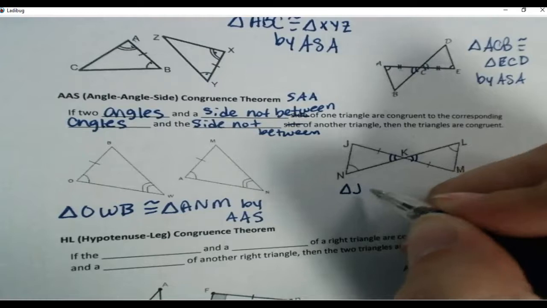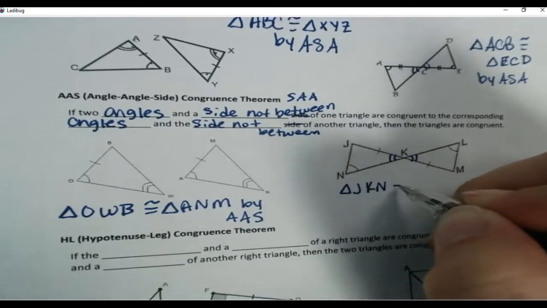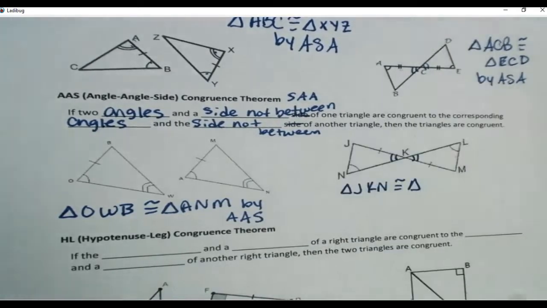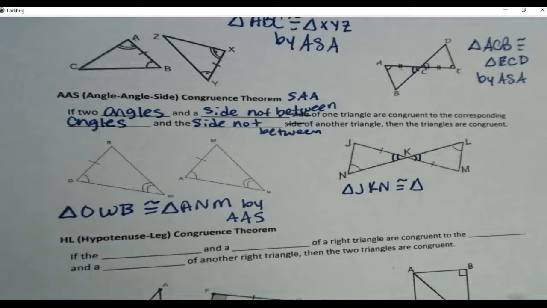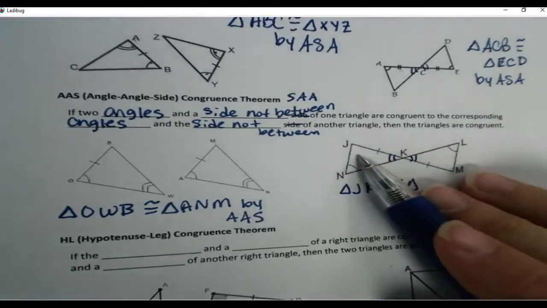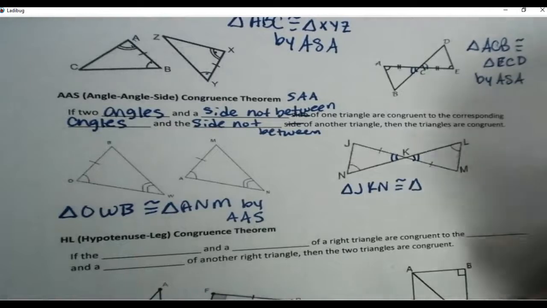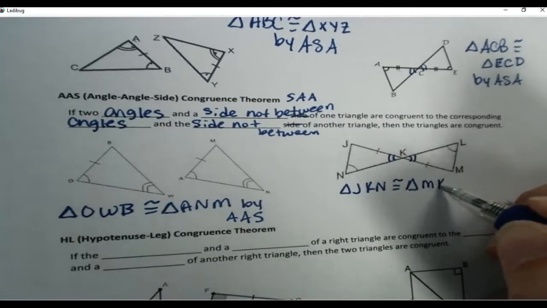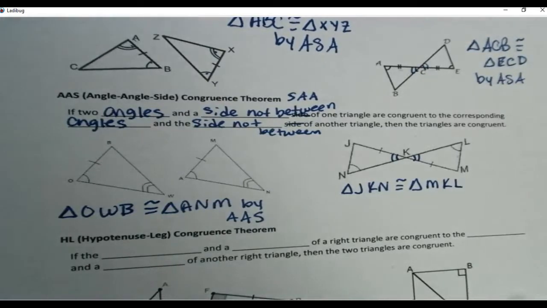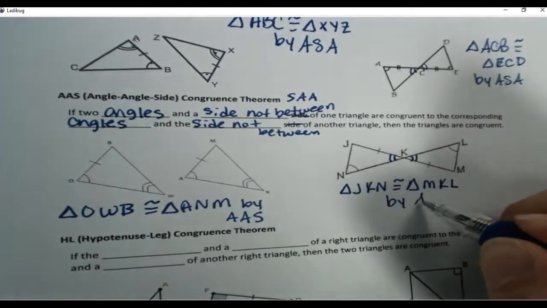So I could say JKN is congruent to triangle... close. So J matches M, but K matches K. Good. And then N matches L. So M, K, L. Good. By angle, angle, side.